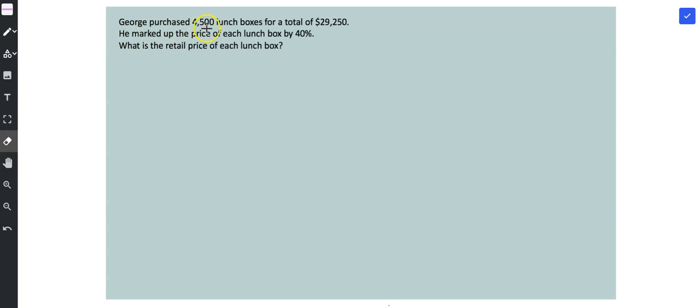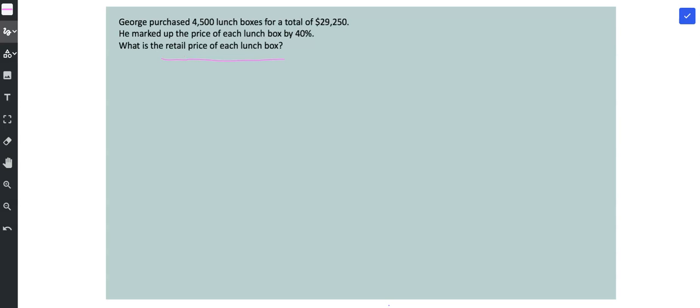George purchased 4,500 lunchboxes for a total of $29,250. He marked up the price of each lunchbox by 40%. What is the retail price of each lunchbox? We're answering this question, and it's going to take multiple steps for us to figure out the retail price of each lunchbox.